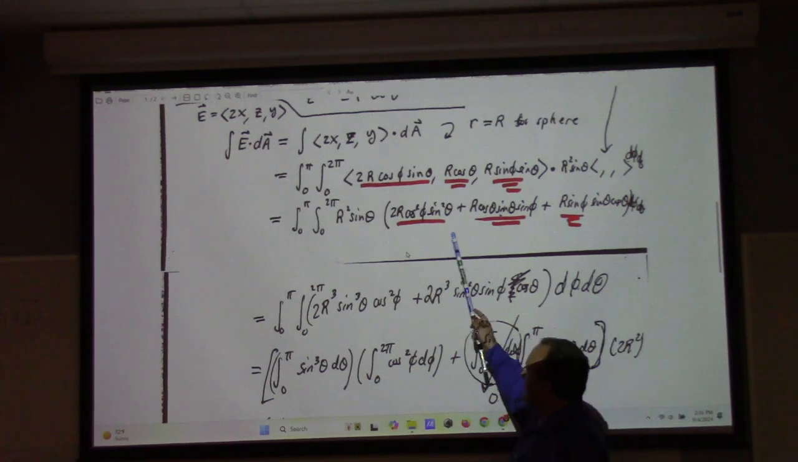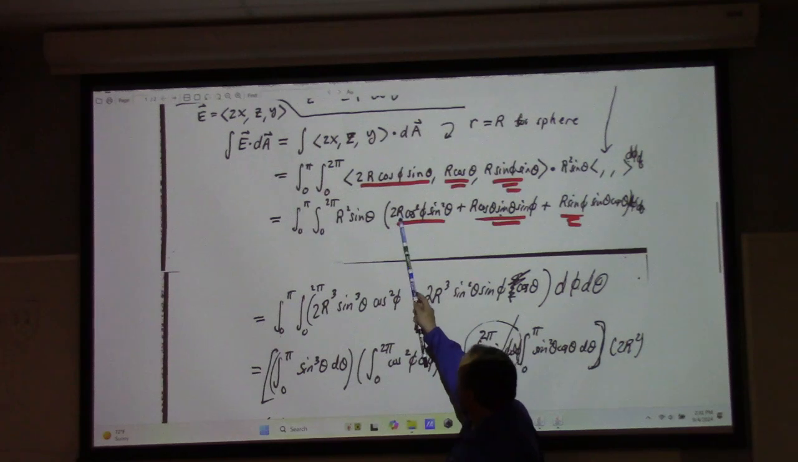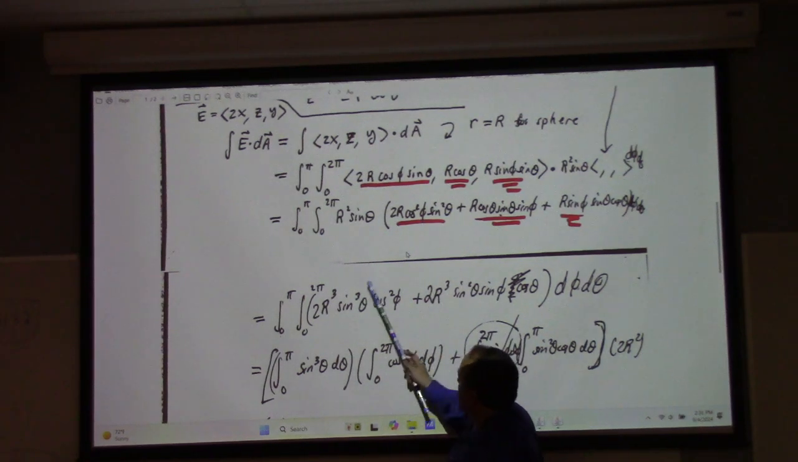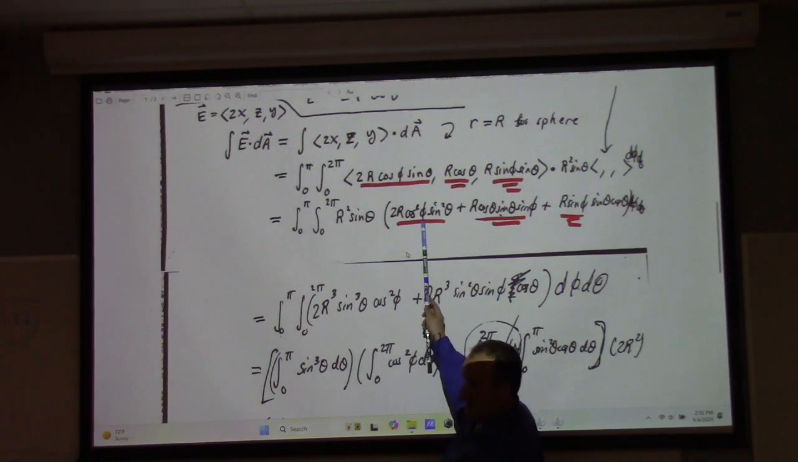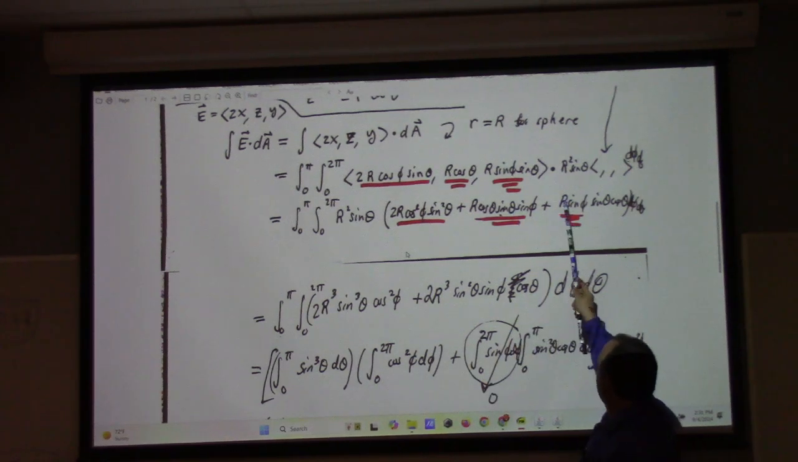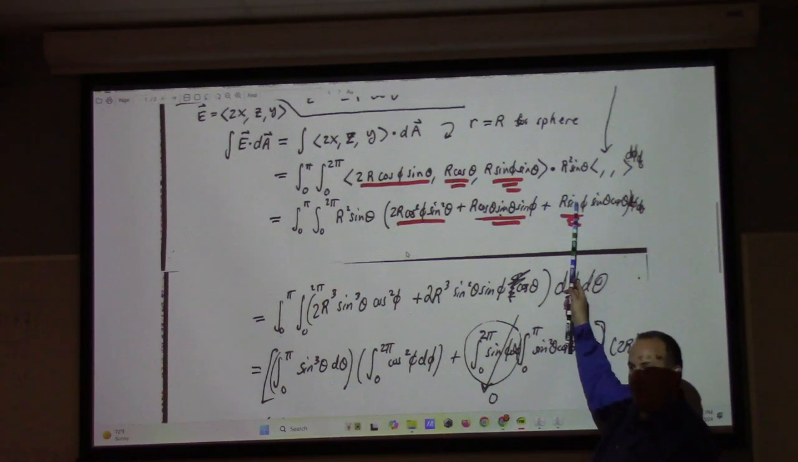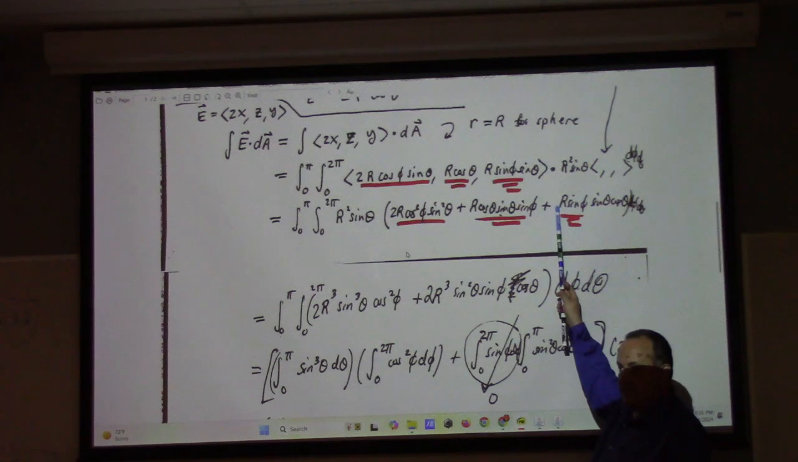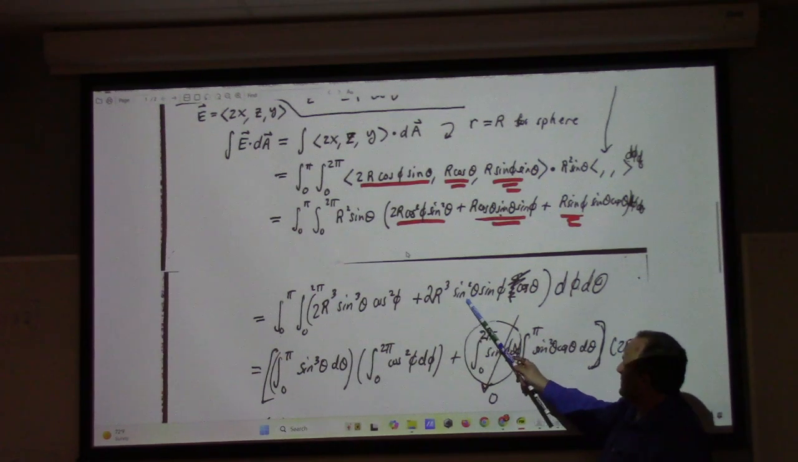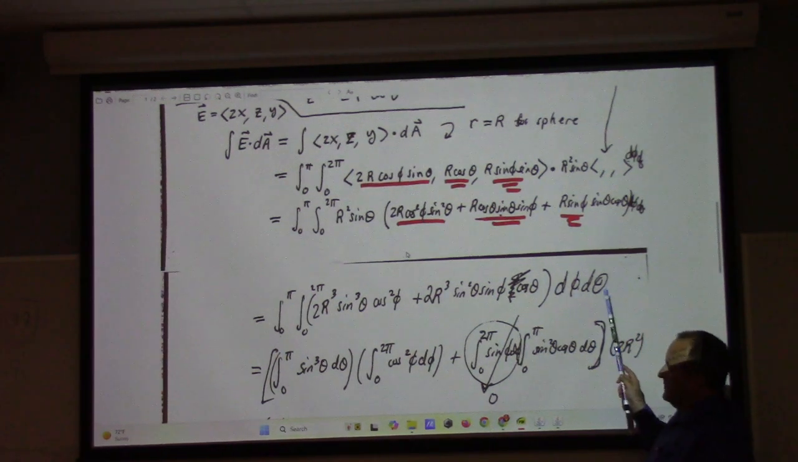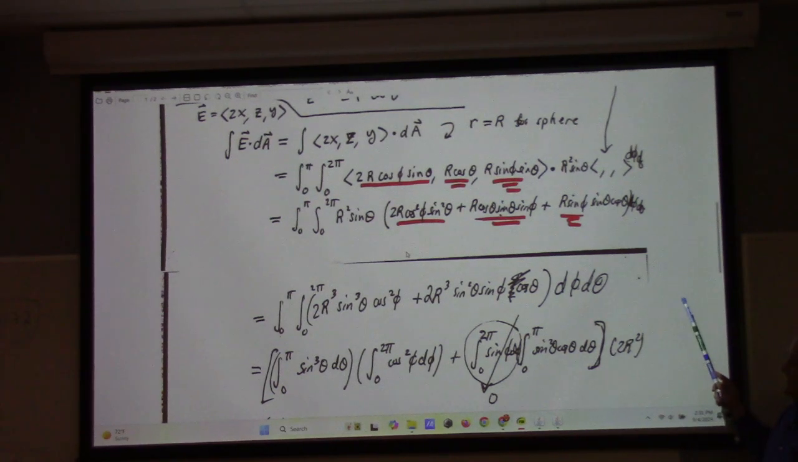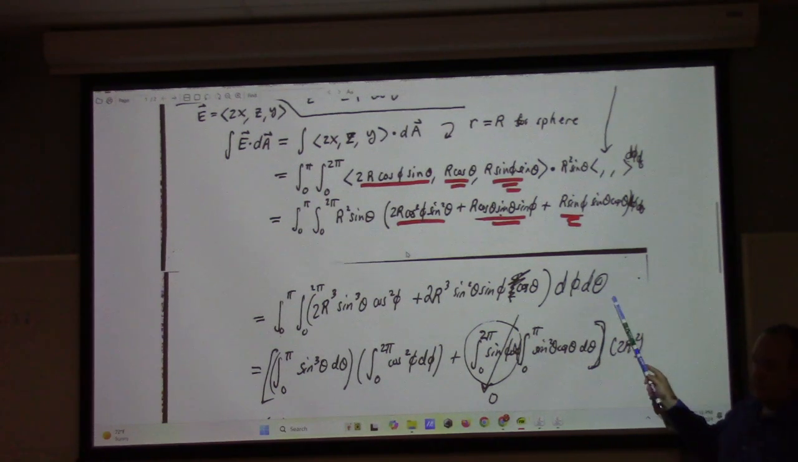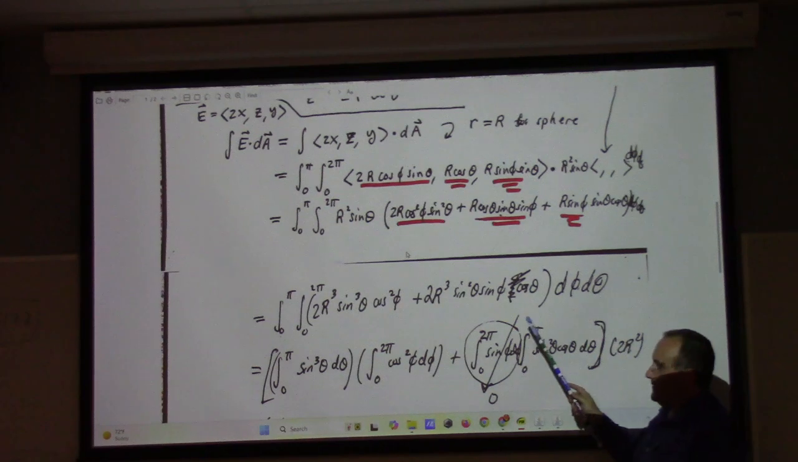So I did some algebra, and I get 2r cubed. This gives me a sine cubed theta cosine squared phi. And then it turns out, after you take the dot product, these are actually the same thing 2 times. So I just do a 2 r cubed sine squared phi sine phi cosine theta. Now this is an integration over the two spherical angles, right?